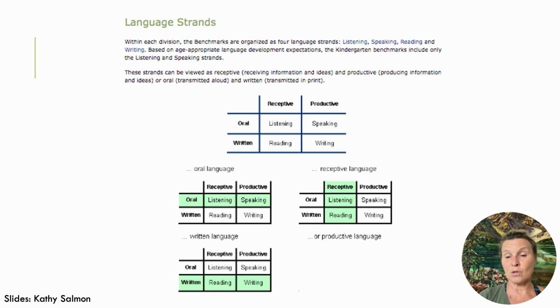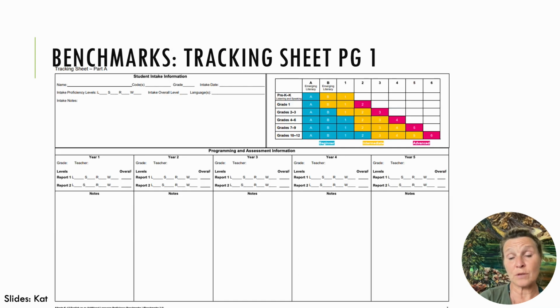And we always want to use their strengths in their strands to help them grow their English language proficiency in the other strands. Many school districts have Benchmarks 2.0 and documentation requirements on a digital format. If school districts want to use a paper format, or teachers want to use a paper format as a working copy, this would be page 1 of our tracking sheet.